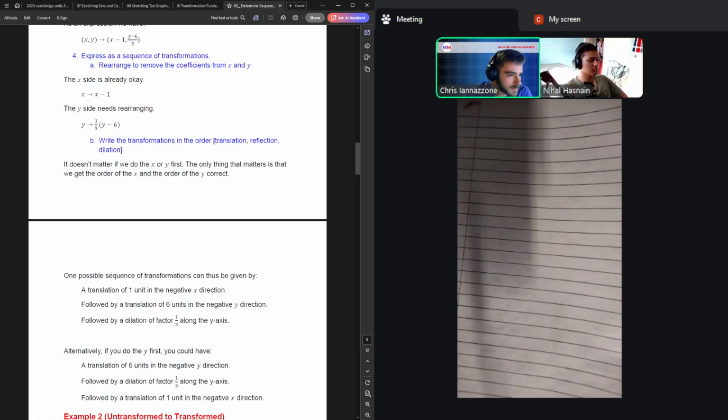When you do it this way, you write the transformations in the order of translation, reflection, dilation. Most people are being taught doing the other way around, D, R, T. That would require a different step A. So just for what I've written here, if you do it in this sort of procedure, you do T.